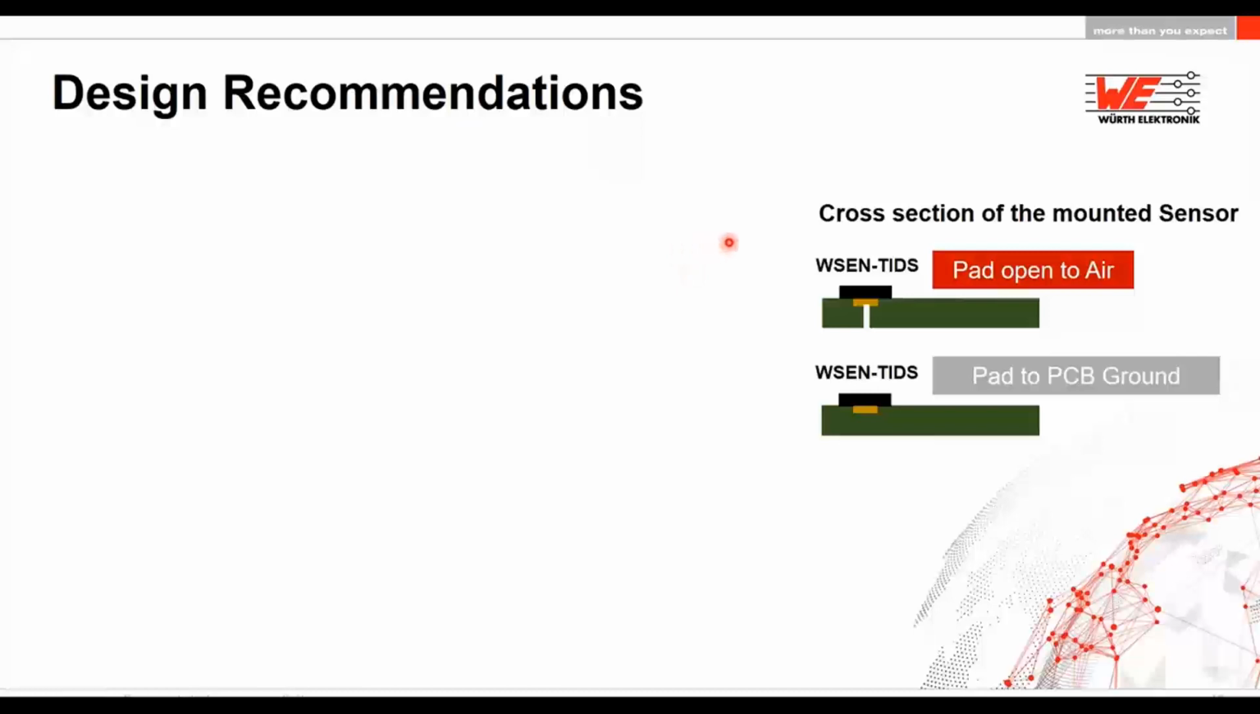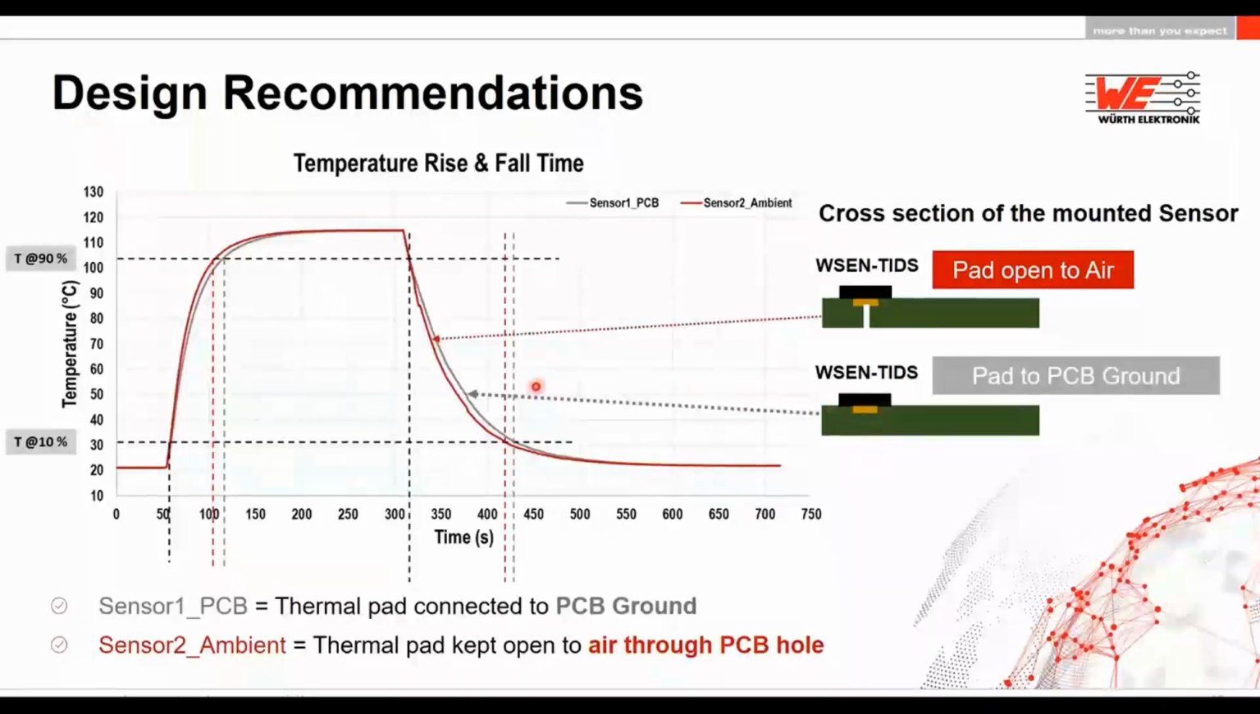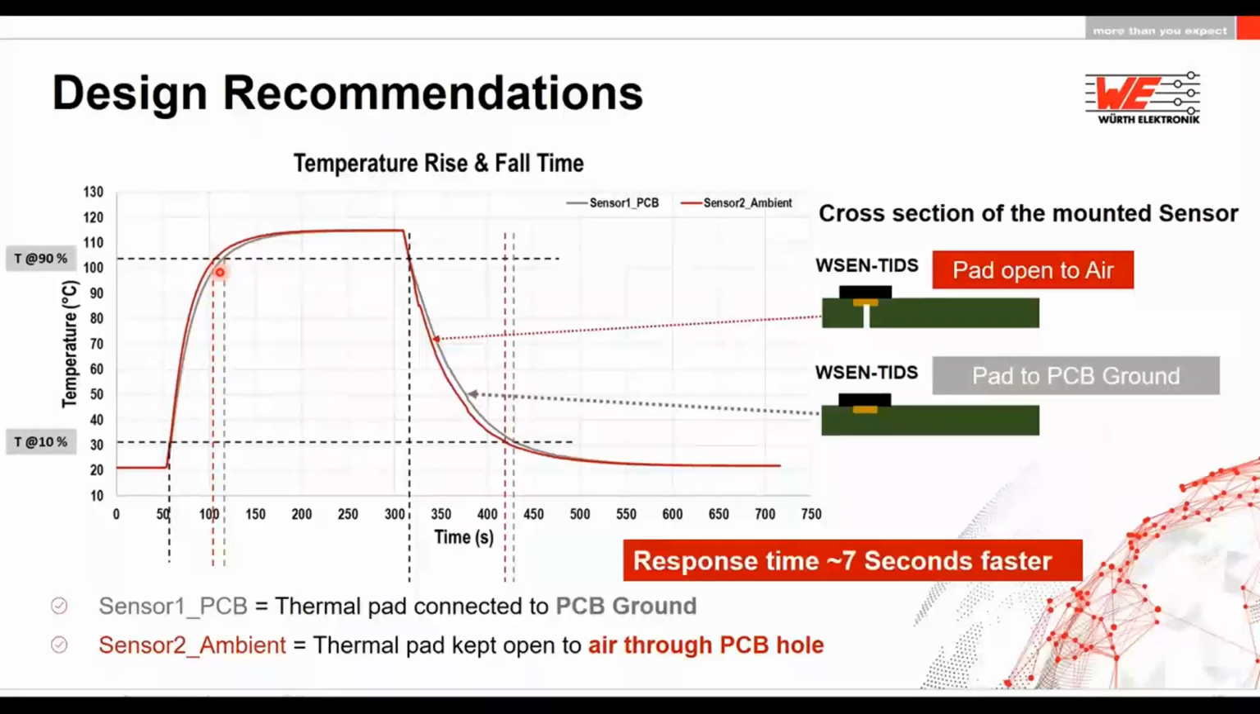Here we also did some similar kind of experiment where we had a hole cut on the bottom side of the PCB so that the pad was exposed to the air, and on the second PCB we had the central pad attached to the ground plane, and then we measured the temperature rise and fall time. So the red curve is the temperature measurement of the air with the PCB with the hole, and the gray curve is the PCB with the central pad attached to the ground. As you can see, the ambient sensor has a slightly faster response time than the PCB pad, so it senses the ambient temperature and responds to the temperature change faster than the PCB. The response time was approximately 7 seconds faster.